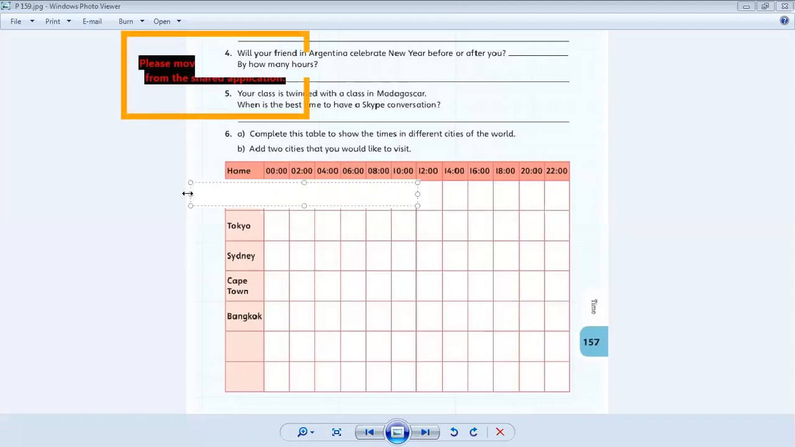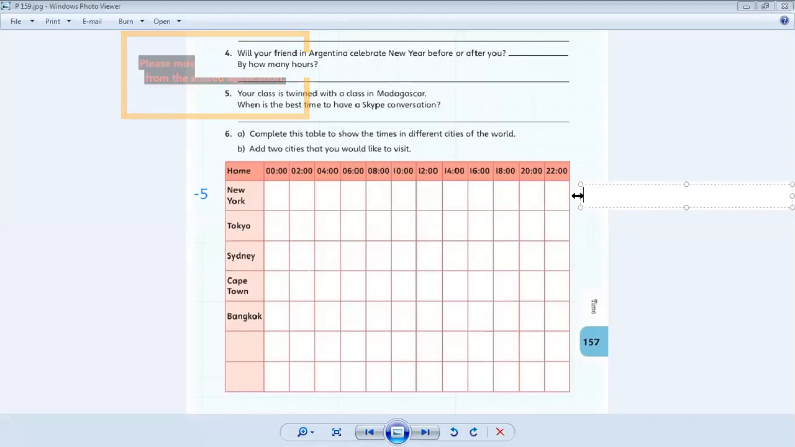The time zone is -5. Okay, I'm going to write here. And the difference is how many hours between us? We are in +1 and they are -5. 5 plus 1. Yes, 6 hours. Okay.